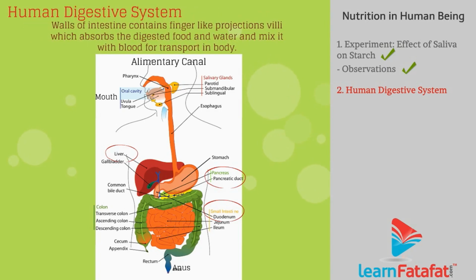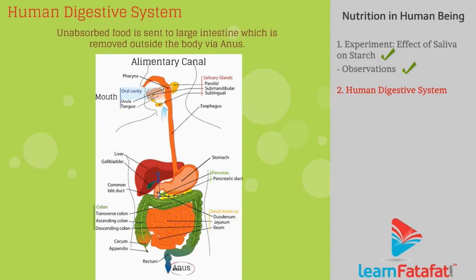The walls of the intestine contain finger-like projections, villi, which absorb the digested food and water and mix it with blood for transport in the body. Unabsorbed food is sent to the large intestine, from where it is removed outside the body via the anus.